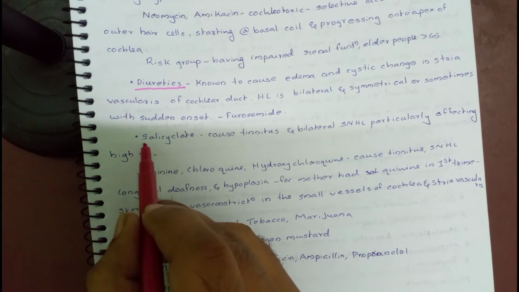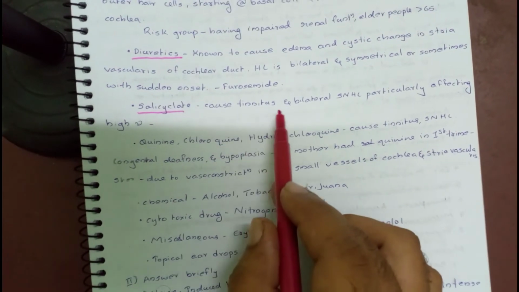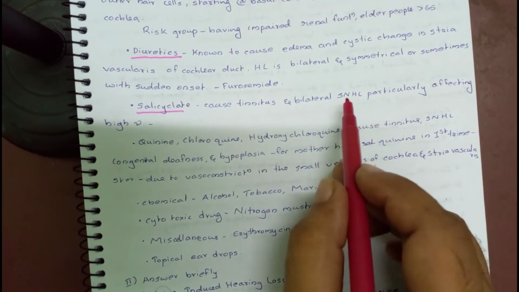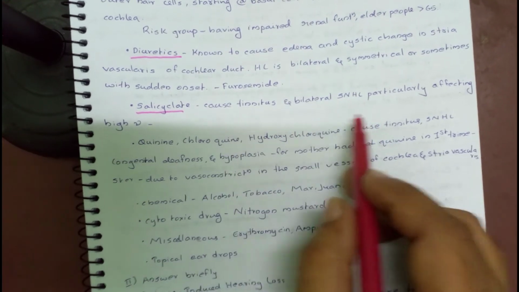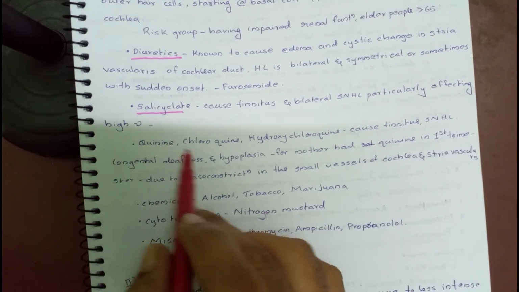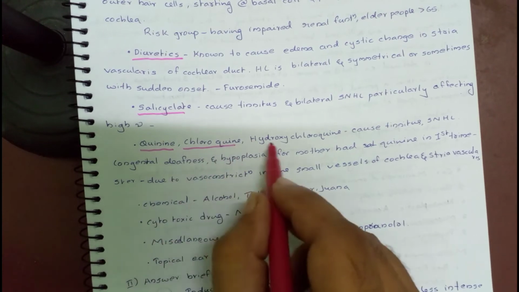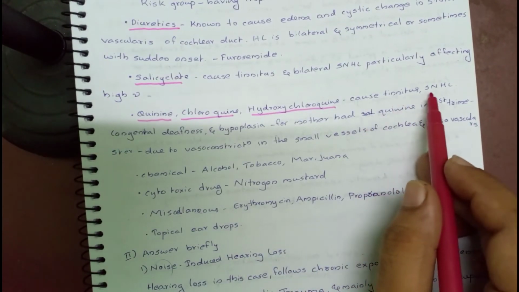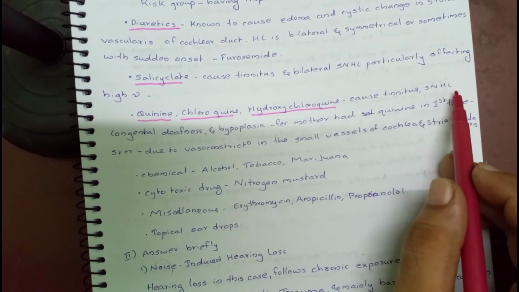Now for the next drug, the salicylate. Salicylate causes tinnitus and bilateral SNHL, that is sensorineural hearing loss, particularly affecting high frequencies. And quinine, chloroquine, and hydroxychloroquine all cause tinnitus and SNHL.